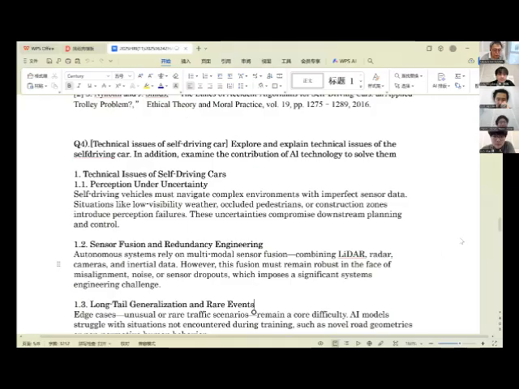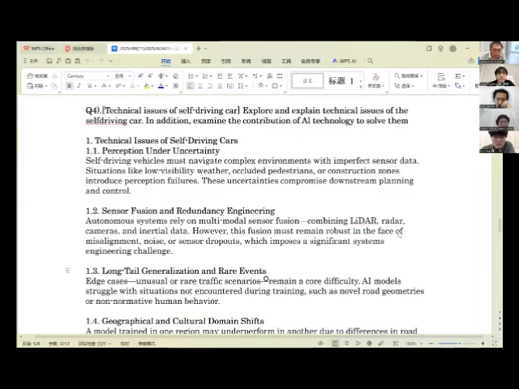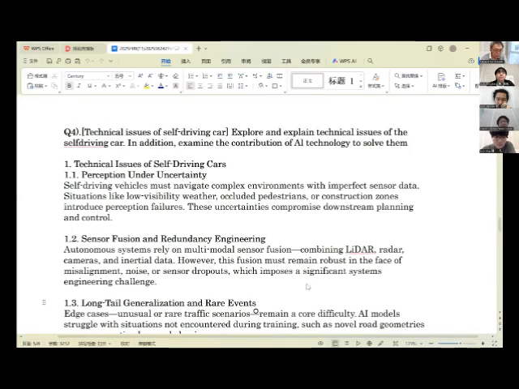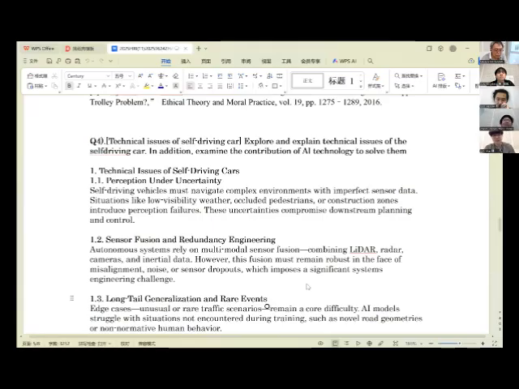However, I'm willing to talk about three main issues that nowadays AI technology didn't solve, or even made worse. The first one is perception under uncertainty. Self-driving vehicles must navigate complex environments with imperfect sensor data. Situations like low visibility weather, occluded pedestrians or construction zones introduce perception failure. This uncertainty compromises downstream planning and control.